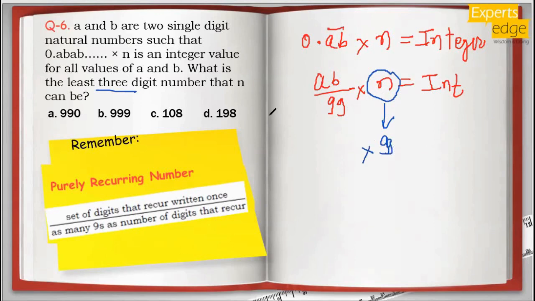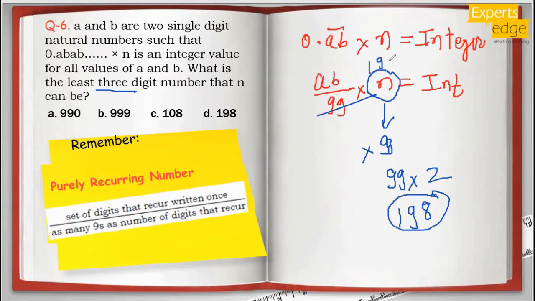So if you say 99 twos is 198. So this is the lowest 3-digit value which will satisfy this, that this 99 will get cancelled out and you will get a perfect integer out of this. Be aware here that though there is option 990 which will be divisible, right? 990 will get divided by 99, but he is asking the least 3-digit value. So you can't mark 990 as the answer.